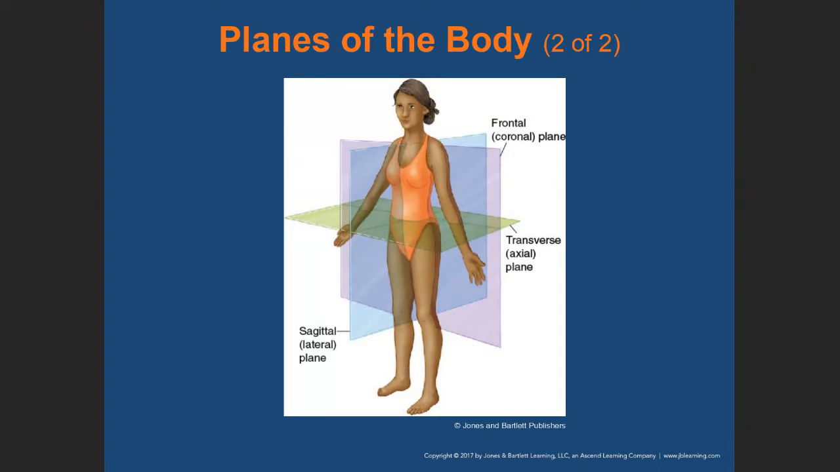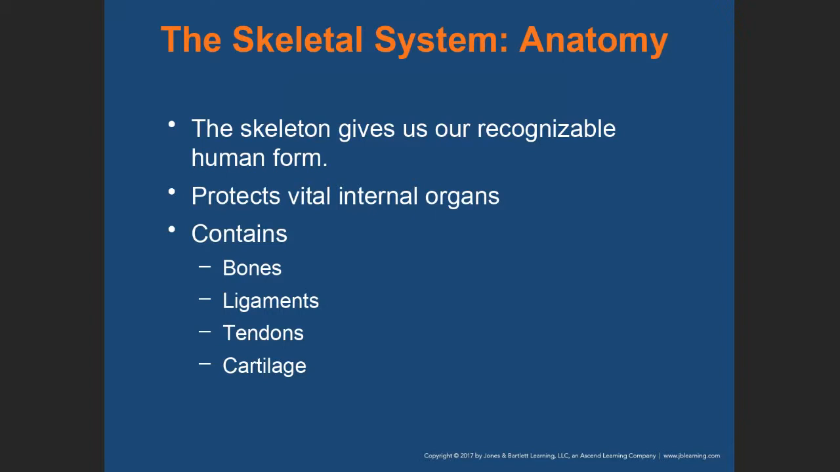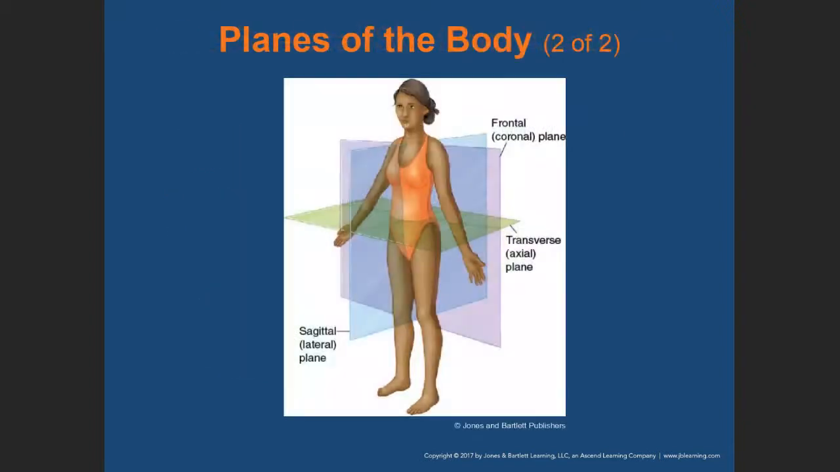Go ahead, Mr. Moran. Can you repeat again, sir, about the mid-sagittal? Okay. All right, so the mid-sagittal or midline cuts the body into left and right halves. So it's always going to cut the body into equal halves. The sagittal or lateral plane cuts the body into left and right. It's not equal. That's the difference.